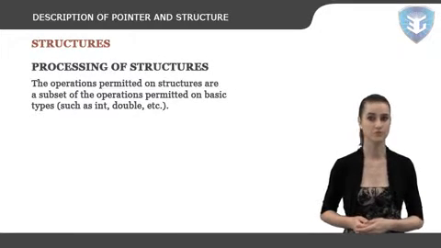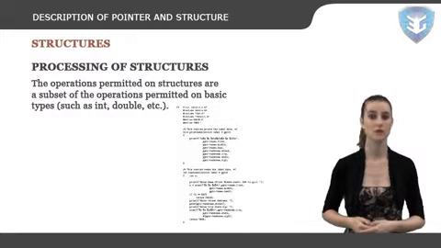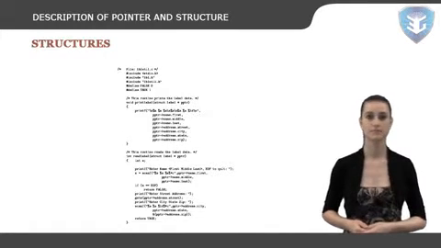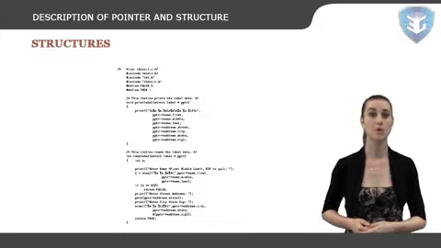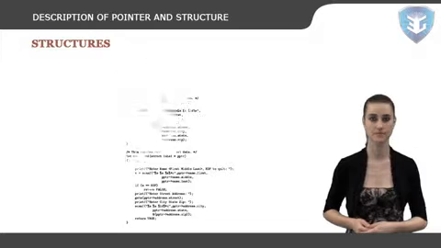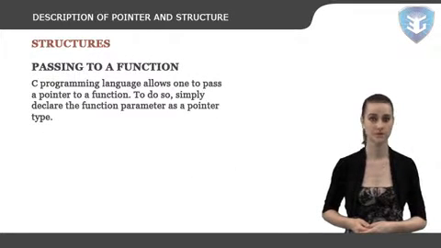Processing of structures: the operations permitted on structures are a subset of the operations permitted on basic types, such as integer, double, etc. Structures may be copied or assigned, but it is not possible to directly compare two structures. Passing to a function: the C programming language allows one to pass a pointer to a function. To do so, simply declare the function parameter as a pointer type.